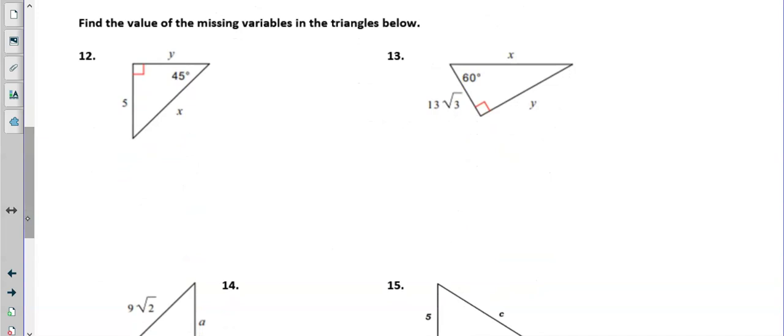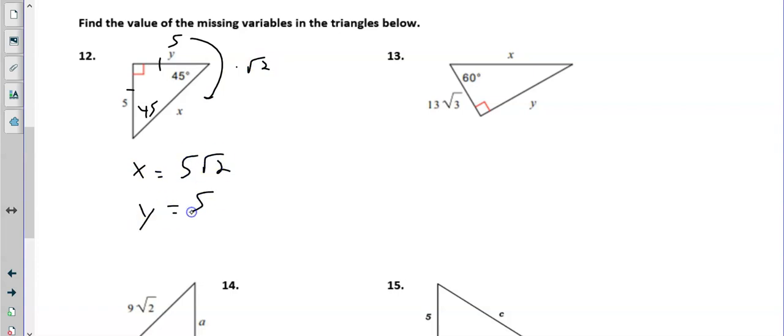Find the missing values. Okay, well, this is 45, 45, 90. Y is simply 5 because these legs match. And when we go from the leg to the hypotenuse, we multiply by radical 2. So x equals 5 times radical 2. Y is simply 5.